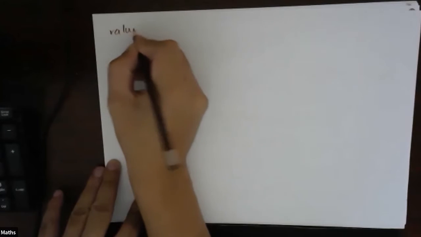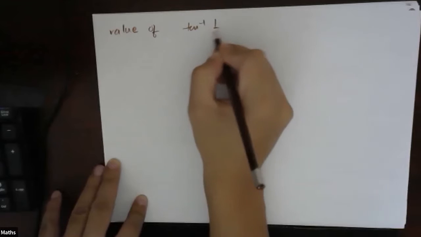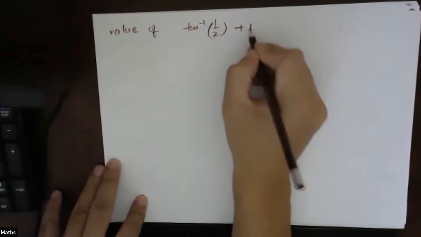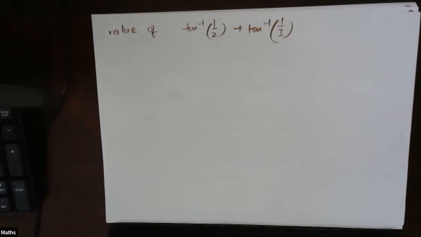Okay, so let's solve some questions based on this. So first question is, you can just check the properties. Whatever you have written, you can just check them and you can solve the question. So first is, find the value of tan inverse half plus tan inverse 1 by 3. Find the value of this.